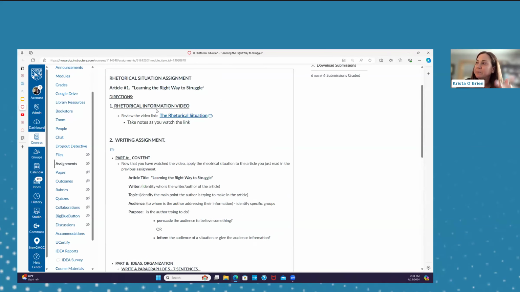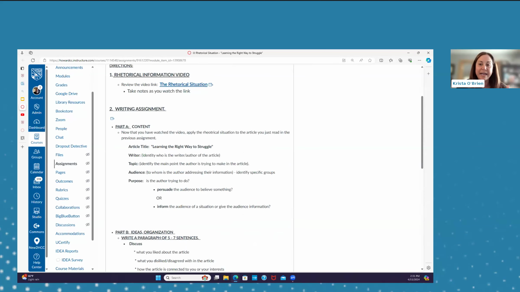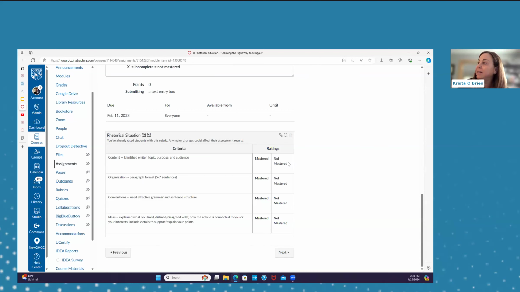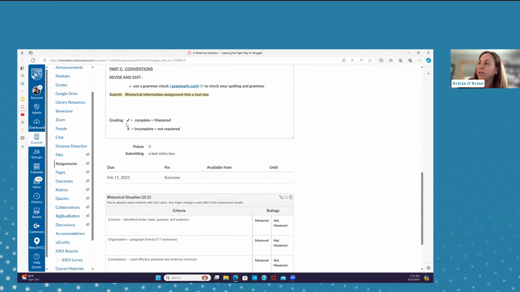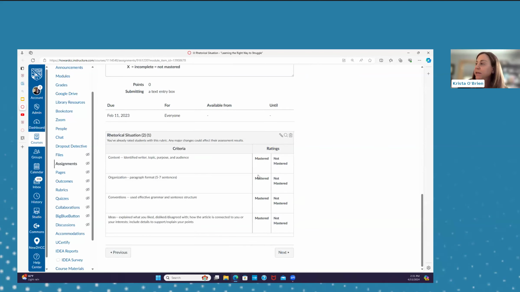So I break it down to make it easy for them to read. So I use as little words as possible. I include a rubric, and then they're looking for that check mark, and they're looking for the X, and they're also looking for my comments, because my comments are going to kind of direct their attention.